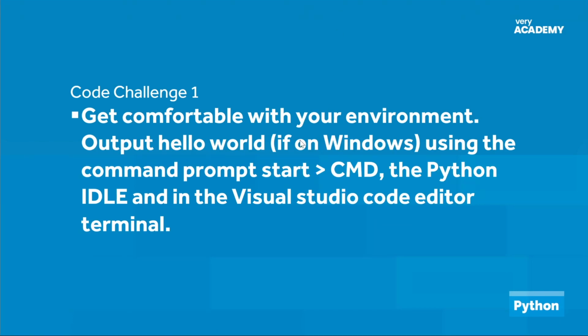So the first challenge here then, let's just get comfortable with our environment. So we want to output hello world if on Windows using the command prompt. So that's start CMD, and then bring up the Python bash shell. Now, I haven't actually shown you how to do that in this tutorial. That's the challenge, really. And then also do the same thing in the Python IDLE that would have been installed when you installed Python. Again, I haven't shown you that. That's the goal here, and that's the challenge.